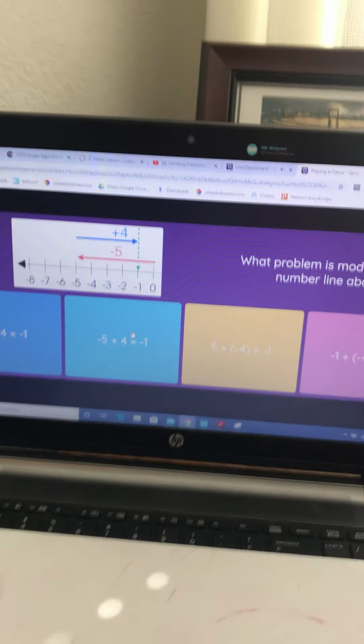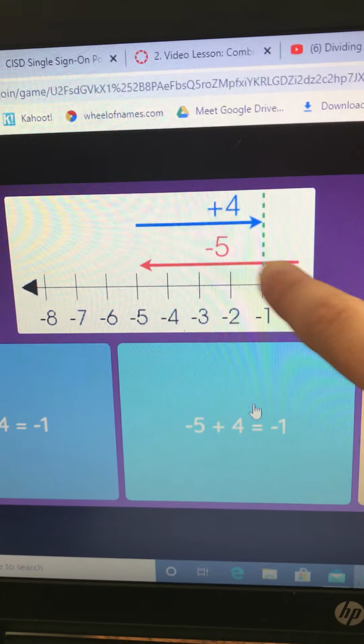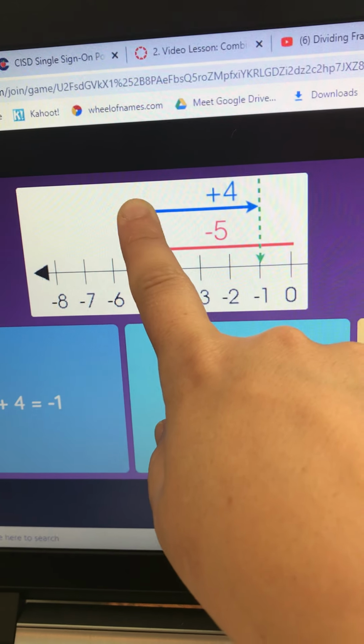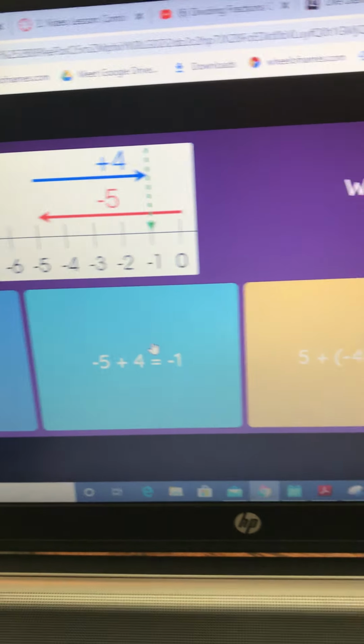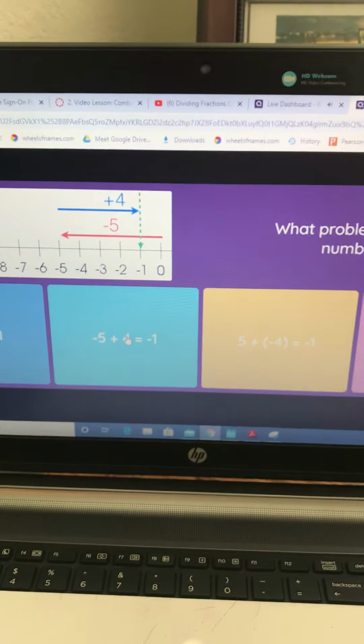Number 3, what problem is modeled on the number line? So here we start at the bottom with the red. We start at a negative 5. Our next direction is to go positive 4, which lands us at the green line of negative 1. So it'd be negative 5 plus 4 equals negative 1.